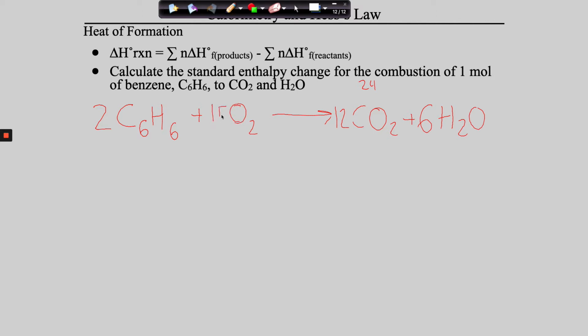So guys, this should then be 15. But this is not okay. The reason that it's not okay is it says 1 mole of benzene and we balanced it with 2. So what we have to do is divide everything by 2. And so 12 divided by 2 is 6. 6 divided by 2 is 3. 2 divided by 2 is 1. And then 15 divided by 2 is 15 halves.